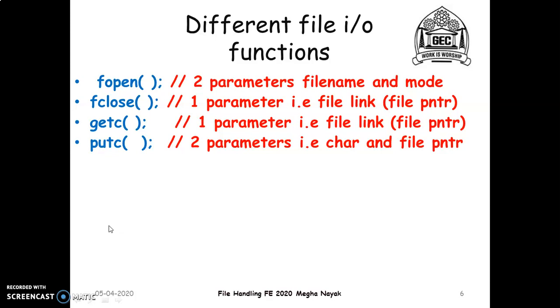For now, you may only understand that PutC takes two parameters. The first parameter is the character and the second parameter is the file in which you want to put the character. Both these parameters are separated by a comma.